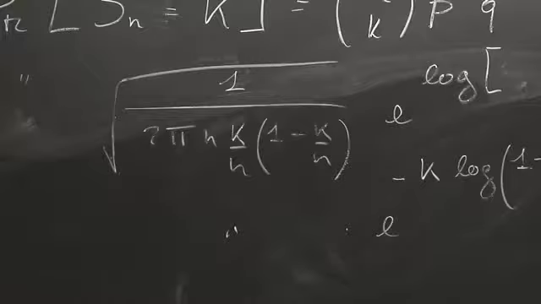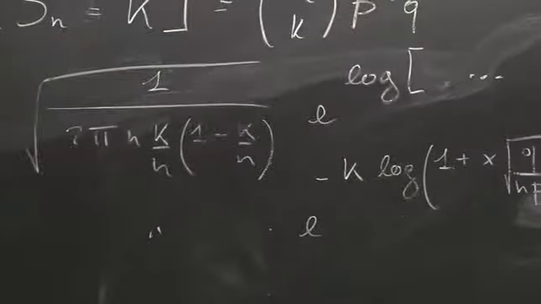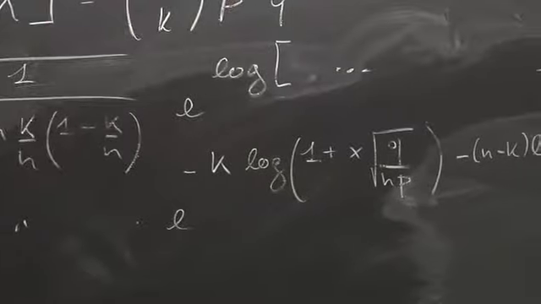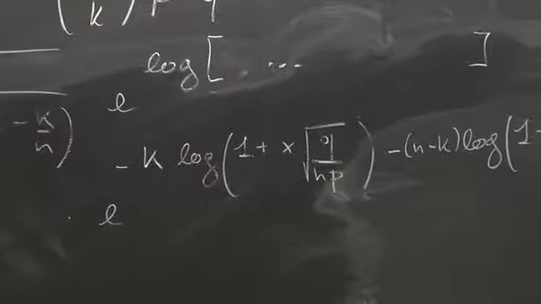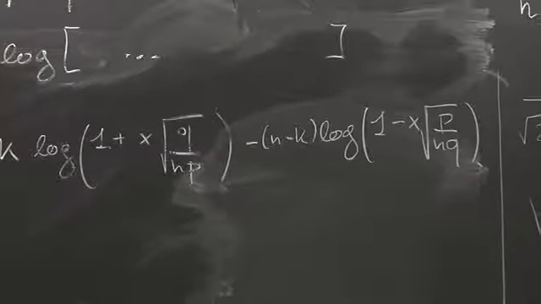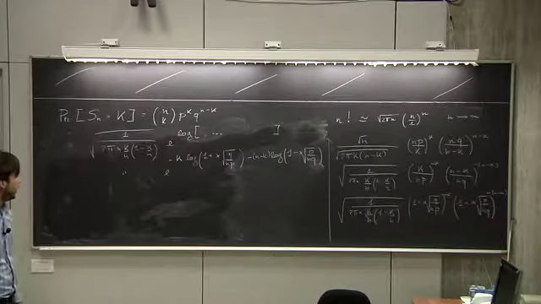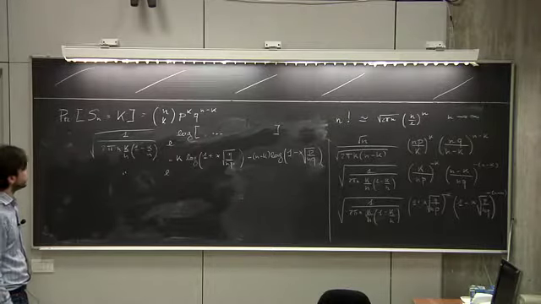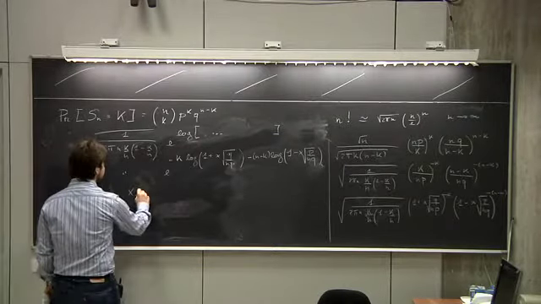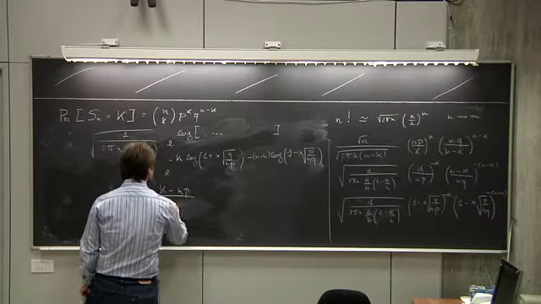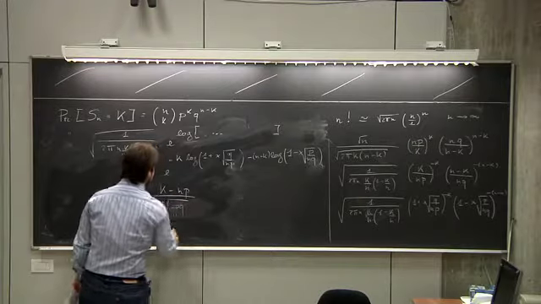Up to now, I think it's pretty straightforward in the sense that there are just algebraic manipulations. Now we are going to make some approximations. Just let me remind you that x is equal to k minus np divided by square root of npq.